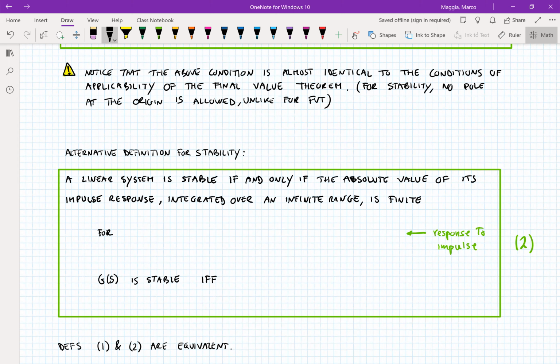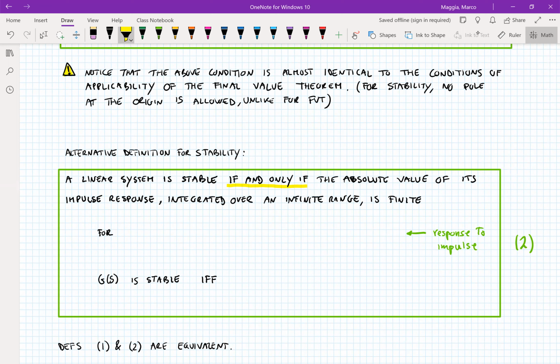value of its impulse response integrated over an infinite range is finite. All right, so let's take a look at what this definition means. So a linear system, we're familiar with that concept, is stable. All right, it's just the definition. If and only if, when you encounter if and only if, that means a necessary and sufficient condition. So it means that what comes after, if that applies, then the system is stable. And you can also go the other way around. If the system is stable, then whatever follows applies.